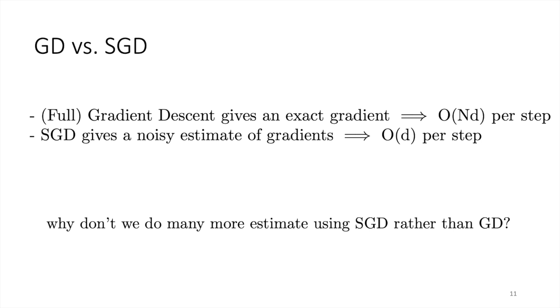So, a full or true gradient descent gives you an exact gradient, right? The order is a big O of nd per step. However, a stochastic one, SGD, gives you a noisy estimate of the gradients. Thus, the big O is going to be only d per step, right? So why don't we use this in more iterations rather than the first one? And that's exactly why we are doing it. Questions?